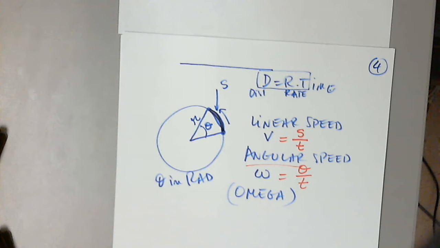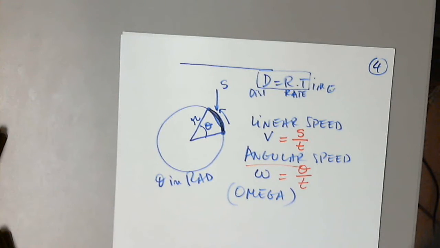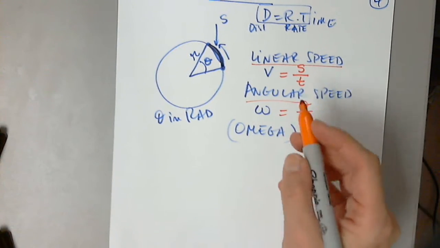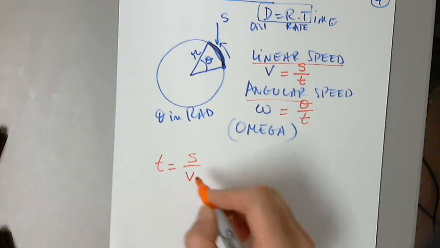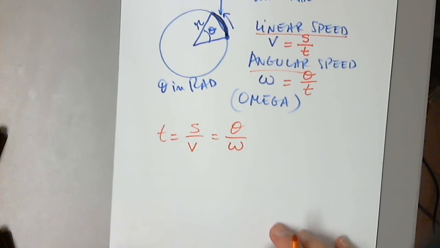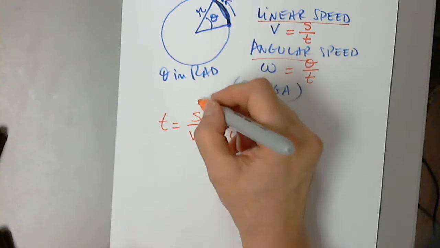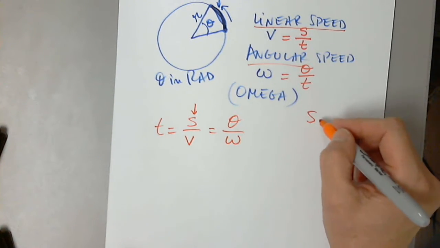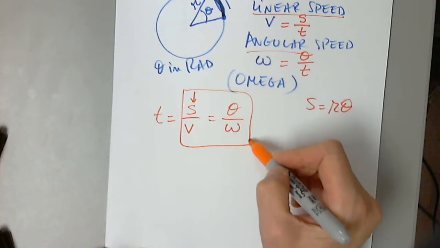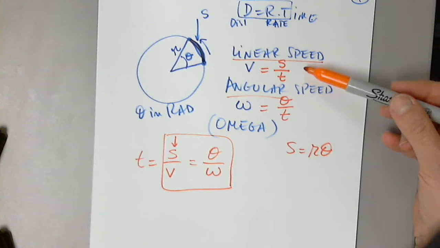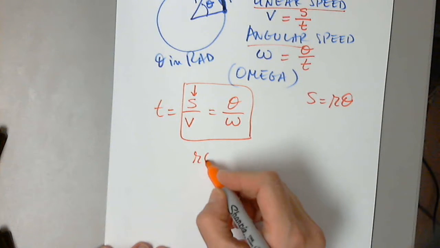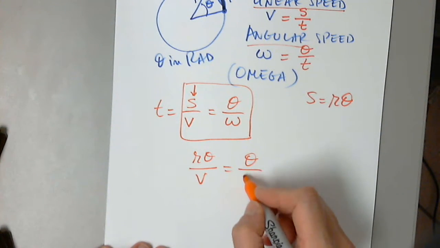Now there is also a relationship between these two. And here's the relationship. I'm going to solve the first equation, the linear speed, for t. I'm going to solve this second one for t, theta divided by omega. And I'm going to replace s by what we know from last time, which is r times theta. So this is an equation that we just created by setting equal time from the first equation to time from the second one, and replacing s by r theta: r theta over v equals theta over omega.